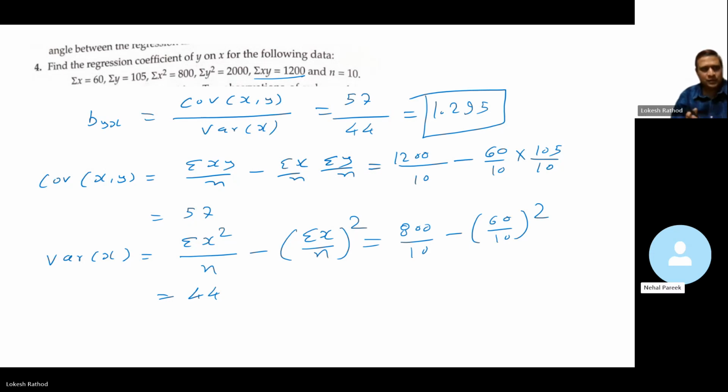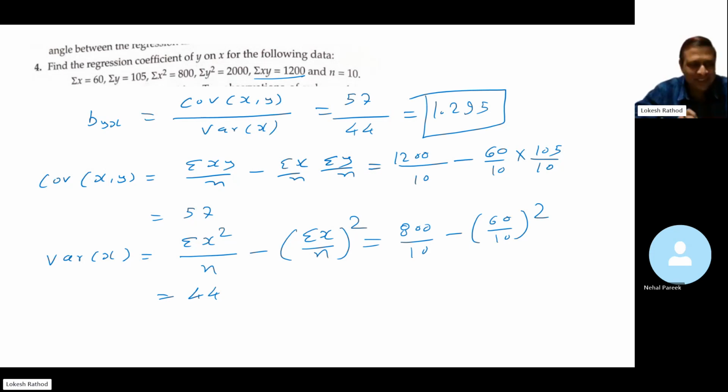Understood this thing? So obviously, this page is in front of you, but in the exam it will not be in front of you. So you need to memorize this formula. Start doing it from today only, right?